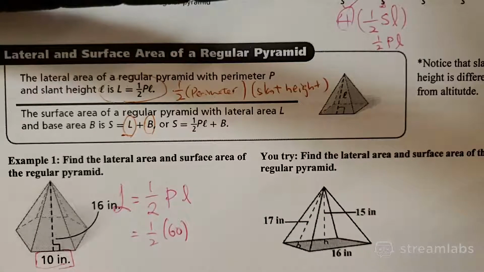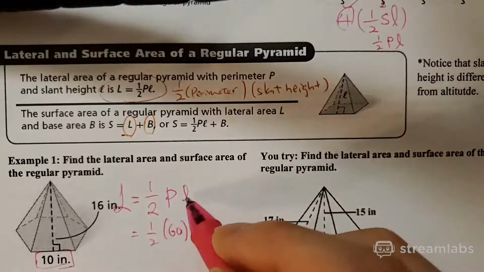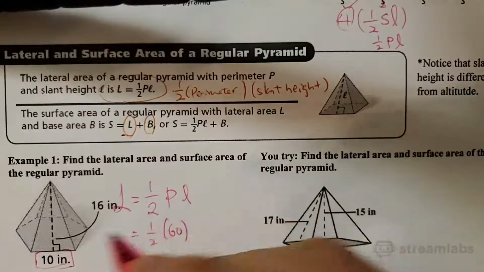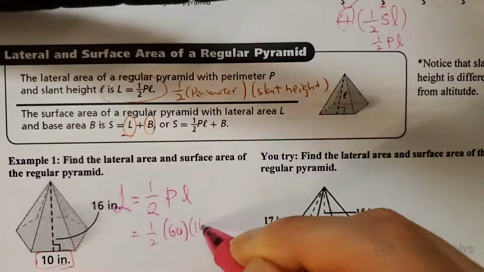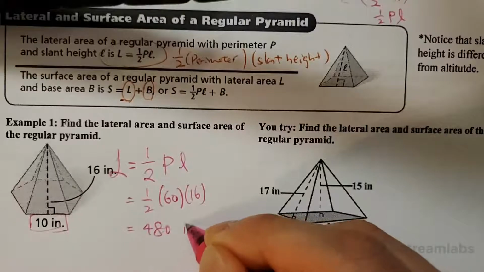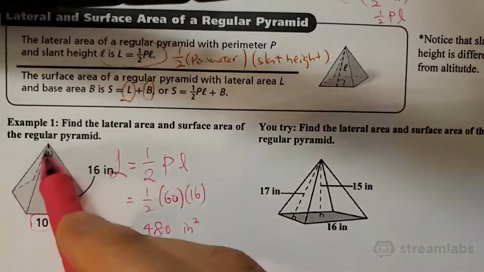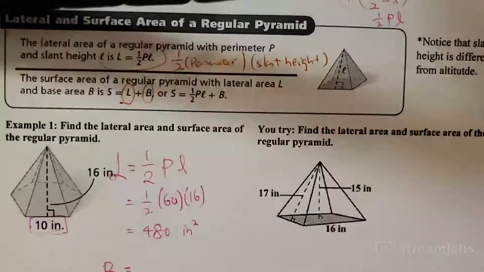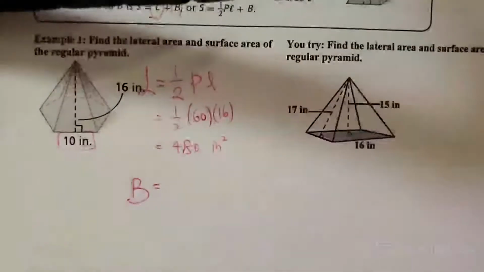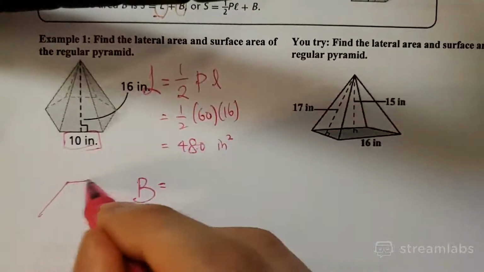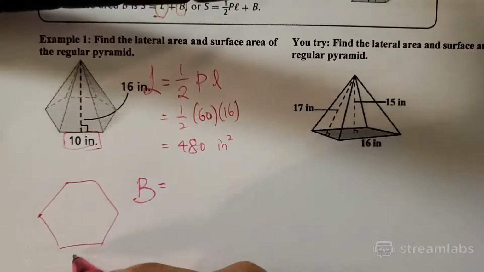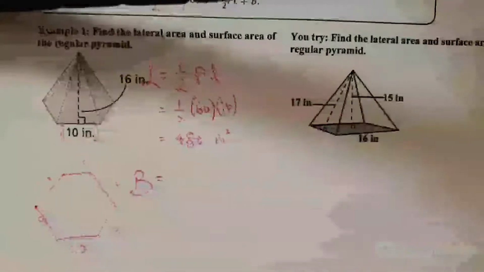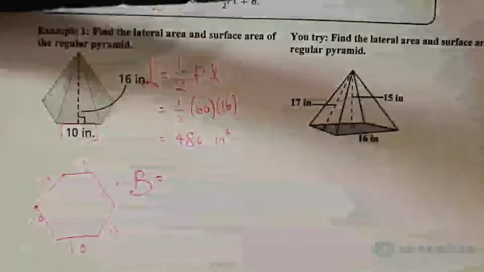And then, slant height is 16, so 480. That's just the lateral surface, which is this. Base is kind of your favorite problem, right? We've been doing this. Hexagon. Can you find this area real quick? We'll find this.